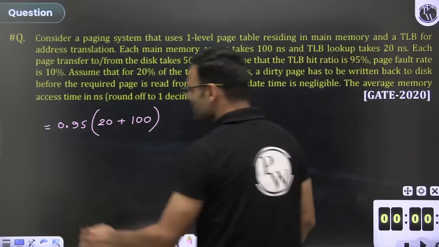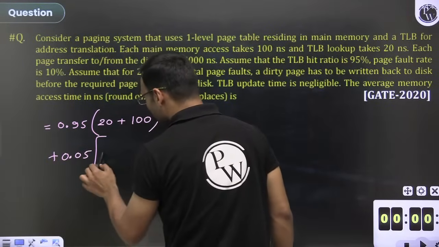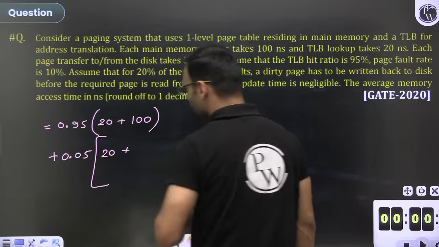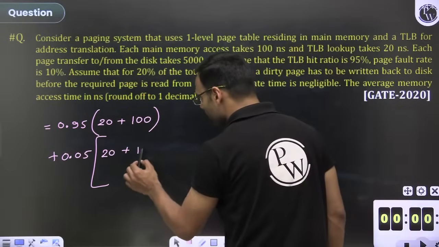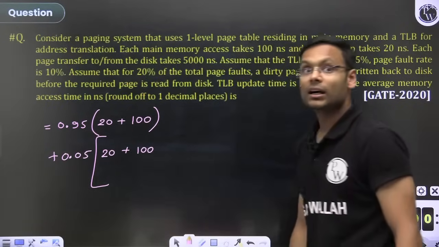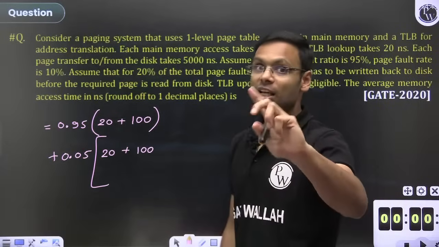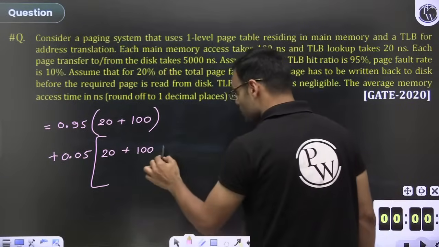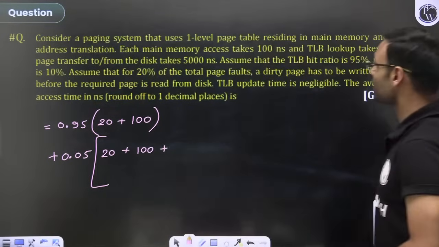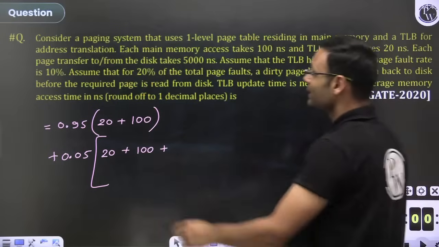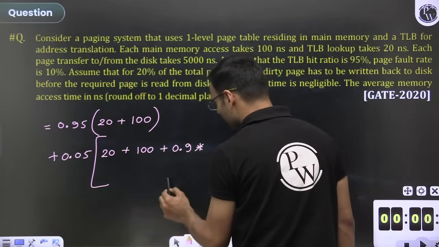Now, when there is a miss in TLB, 5% time. First of all, you access TLB to get the TLB miss. After that, you access main memory to get the page table accessed. Now there are two options, either page hit or miss. Page fault rate is 10%. So 90% page hit and 10% page miss.